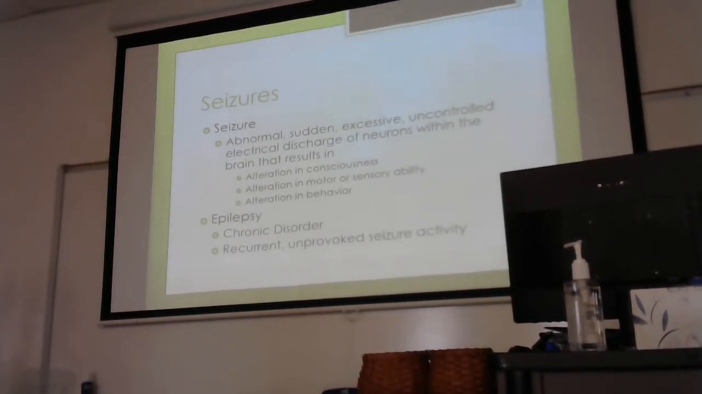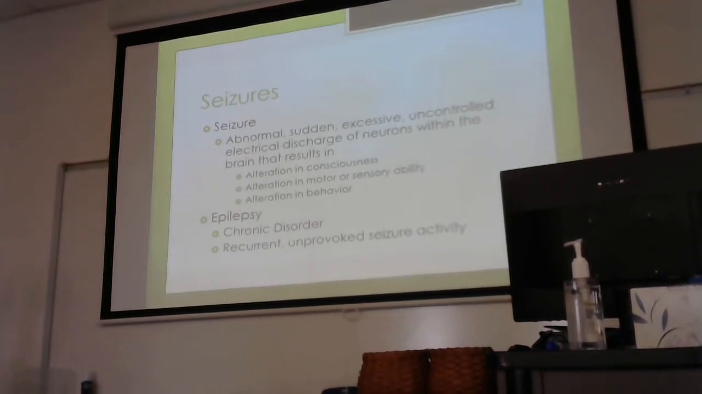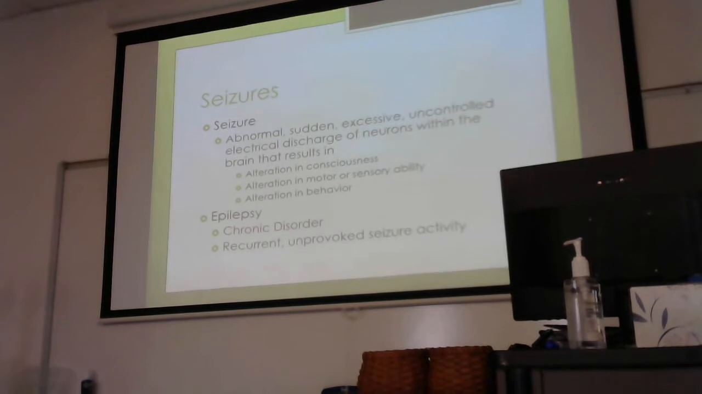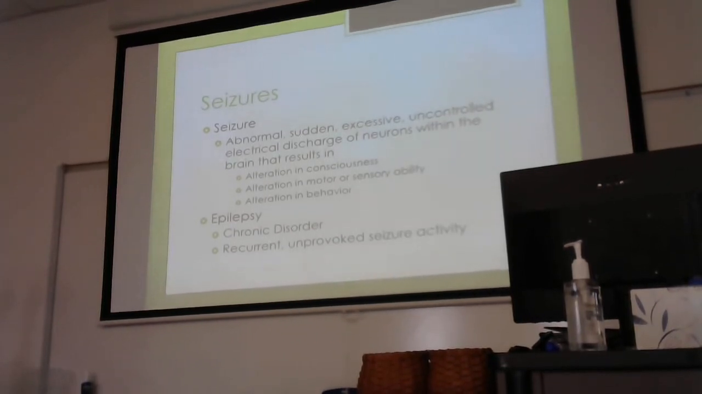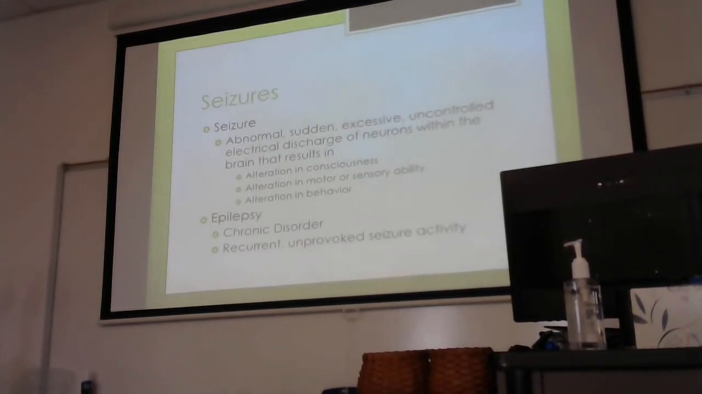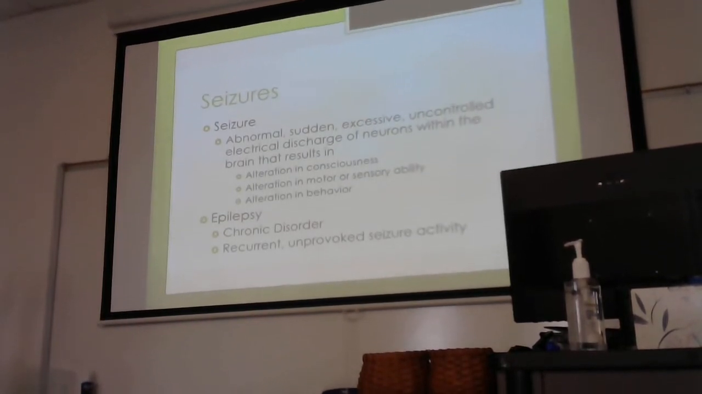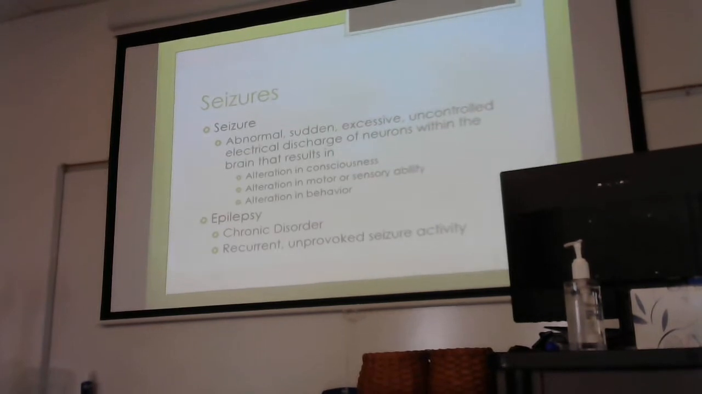All right, so we are going to finish up neuro today. We have covered everything from strokes and TIAs to head bleeds to head traumas, seizures and brain tumors. So we are going to go through meningitis, encephalitis, and spinal cord injuries.